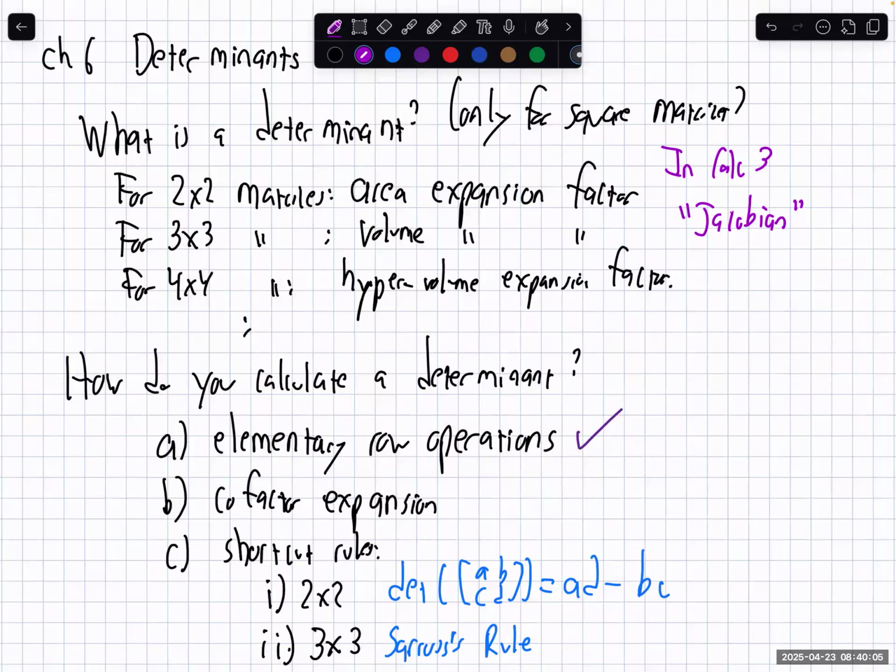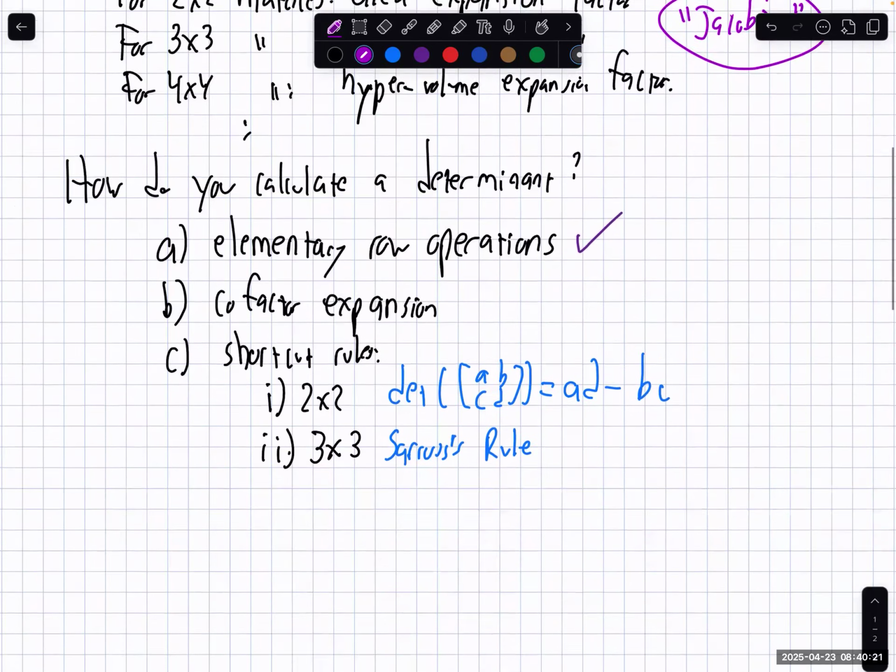The Jacobian in Calc 3 is really a determinant. So that's one place where you're going to see determinants in an upcoming class. They won't have the language of linear algebra for it, but essentially, when you run into the Jacobian, you're going to be using determinants.